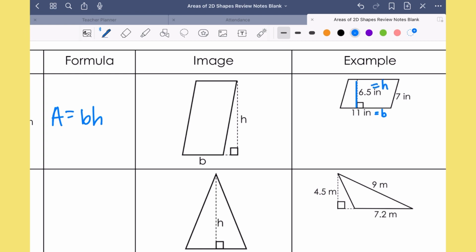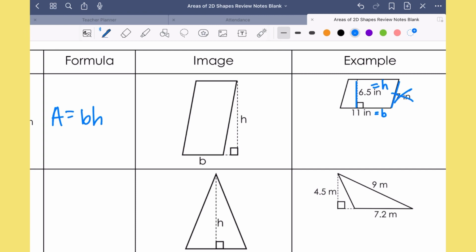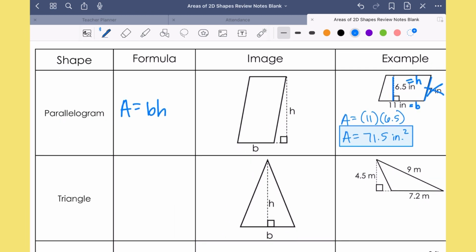I like to take off the measurements I don't need. See how 7 is this length? I don't need that length of the shape, so I'm just going to take it away. There, so let's write our formula. Well, it's right here. Area equals base times height, so area equals your base, which is 11, times your height, which is 6.5. We take that to our calculator, and it gives us 71.5 inches squared. And that is the first one. So that is a parallelogram. Let's move on to a triangle.